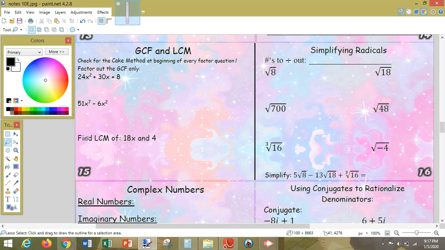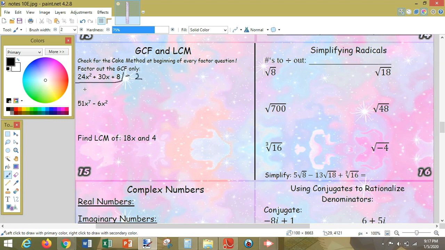GCF and LCM. That's page 15. Let's factor this out with just the GCF. Let's use the cake method. They have no x's in common, but you could take out a 2. 24x squared divided by 2 is 12x squared. And 30x divided by 2 is 15x. 8 divided by 2 is 4. There's nothing else you could take out that's a GCF. So that's it.